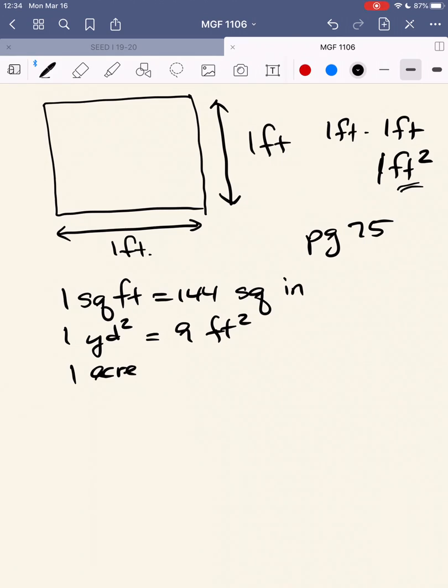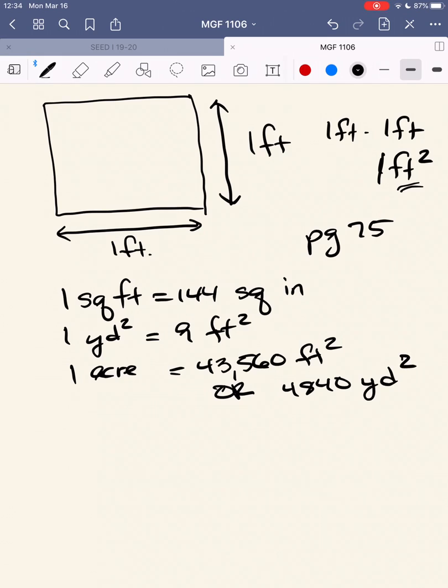Many of you have heard of the term acre, acres of land. So 1 acre is equal to 43,560 feet squared, or 4,840 yards squared. Acre's kind of a weird unit of measure. And we have 1 square mile, or mile squared, and that's going to be equal to 640 acres. I have no idea where the term acres came from, but it would be fun if you wanted to Google that and see where it came from.